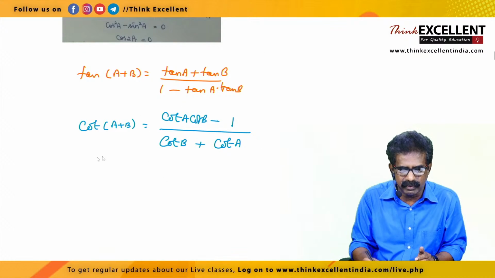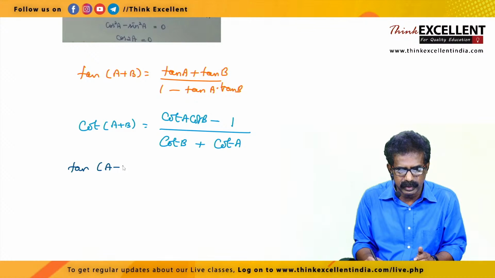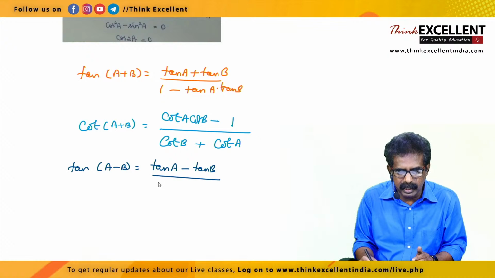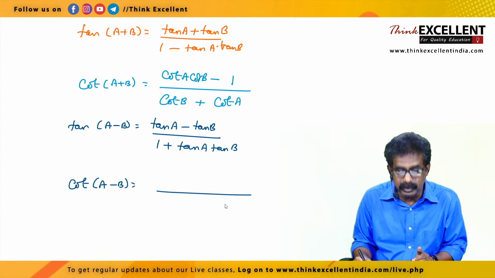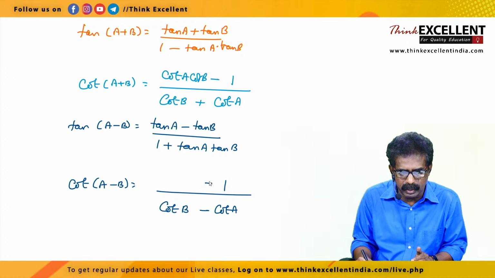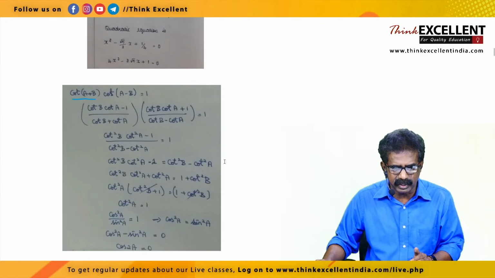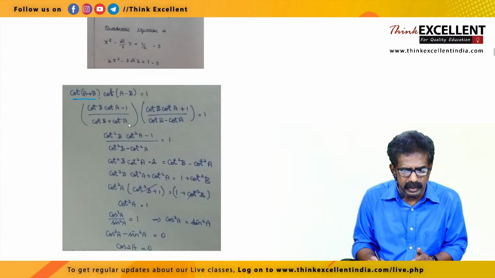You know the formula for tan(a minus b): tan a minus tan b by 1 plus tan a tan b, right? So for cot(a minus b), you start from the end, okay? So cot a minus cot b by, here in the numerator, 1 plus cot a cot b. So you can remember it easily. Somewhere it will be useful to you, okay? So cot(a plus b) is cot a plus cot b by 1 minus cot a cot b, right? Same way this one.